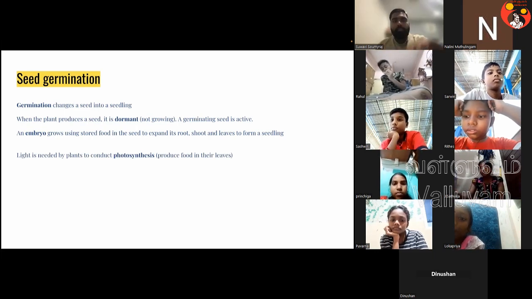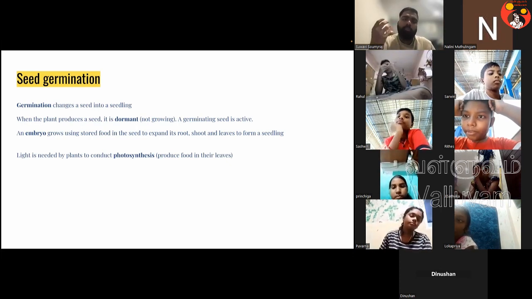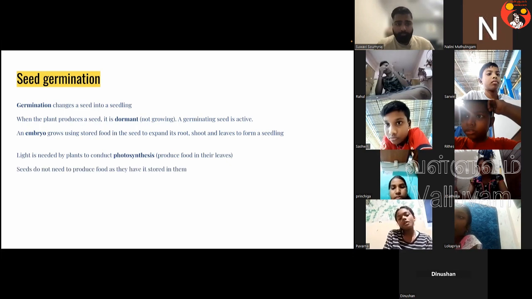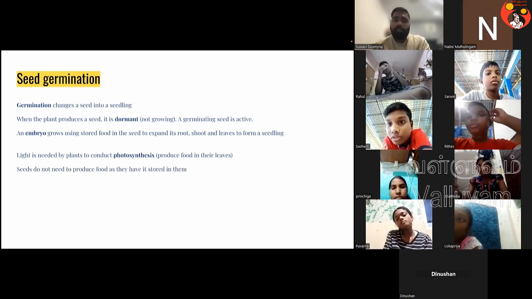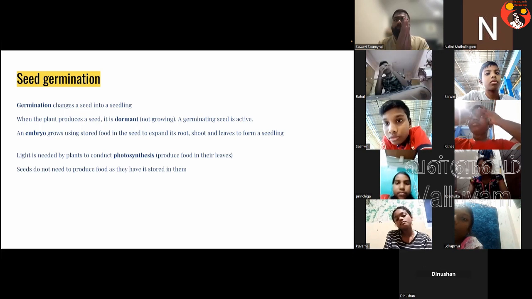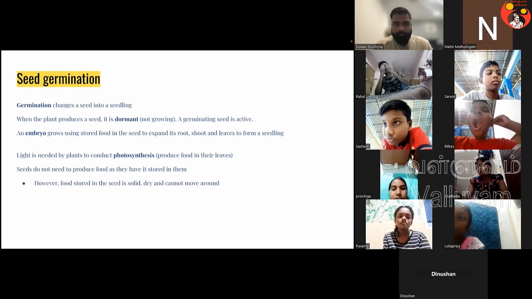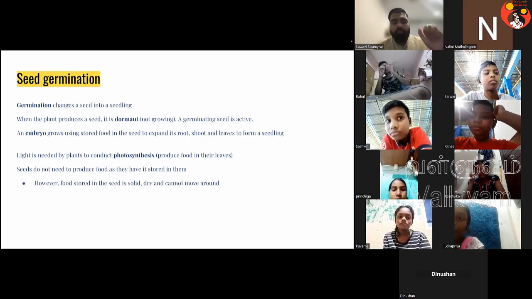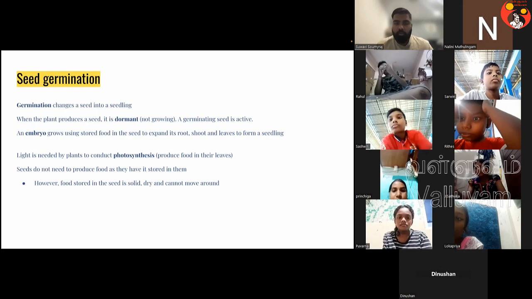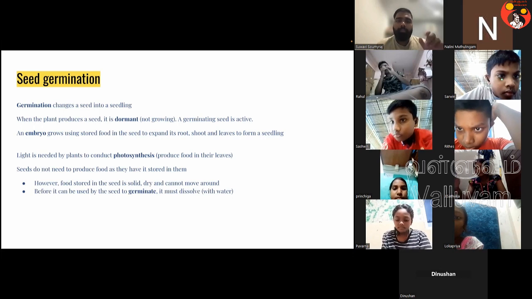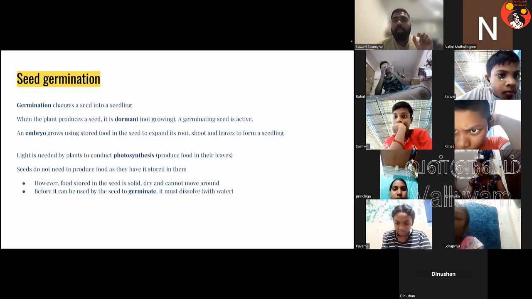Now, we discussed right at the very beginning that light is a crucial factor in plants undergoing photosynthesis to produce food. Seeds themselves can't produce food. They have it stored inside when they're developed from the parent plant. Now, the food that's stored within a seed is dry. It can't move around. It's stuck. What's required for the germination process to take place is water.